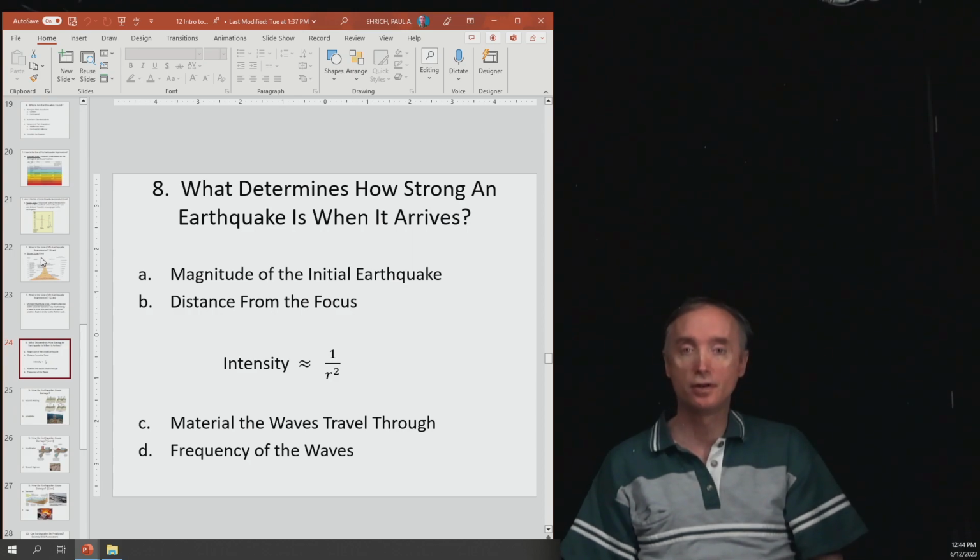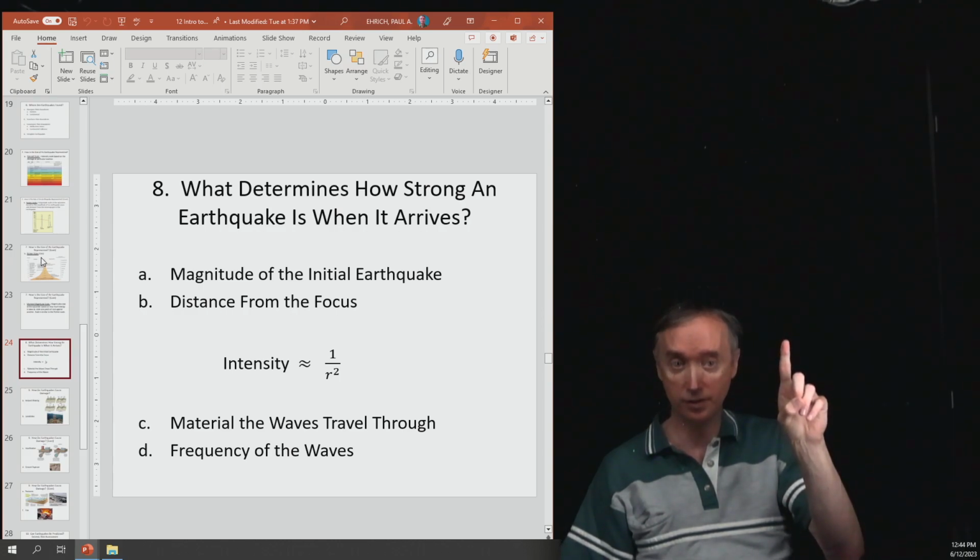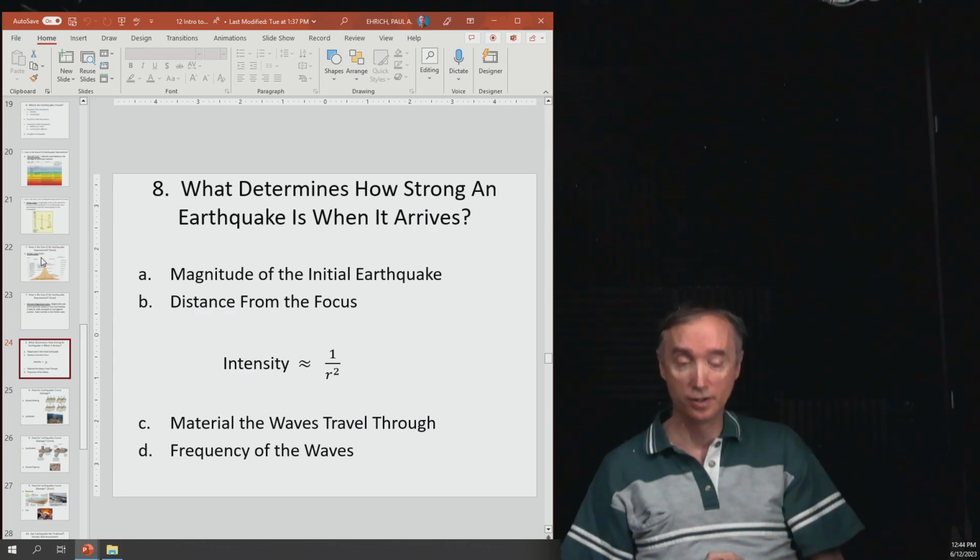It also depends on the material that the waves travel through. Some materials transmit earthquakes better than others. And it depends on the frequency of the waves. The higher the frequency, the more energy the wave is going to have when it reaches you.